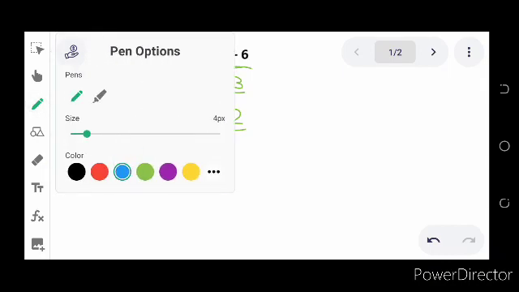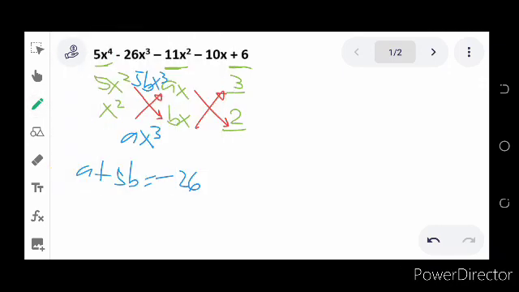Then on the other side, we have ax times 2, this becomes 2ax, and bx times 3, that's 3bx. Now, these are the coefficients of x. So 2a and 3b should be equal to negative 10. So this gives us 2a plus 3b equals negative 10. This is now a system of equations: a plus 5b equals negative 26, and 2a plus 3b equals negative 10.